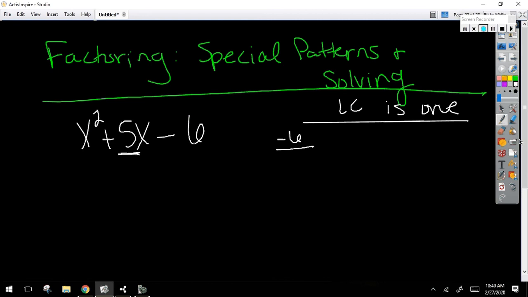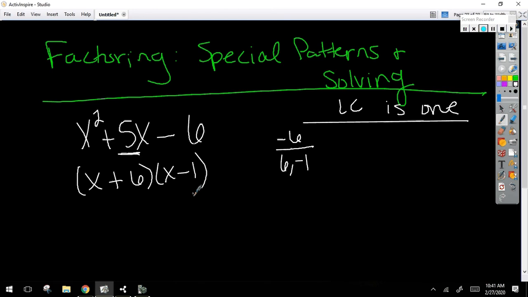All right. What multiplies to -6 but adds to +5? 6 and -1. Do we all agree? Yes. Because the leading coefficient is 1, I can just go straight into x plus 6 and x minus 1.